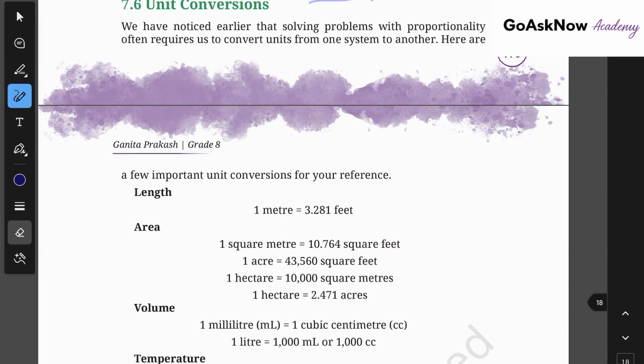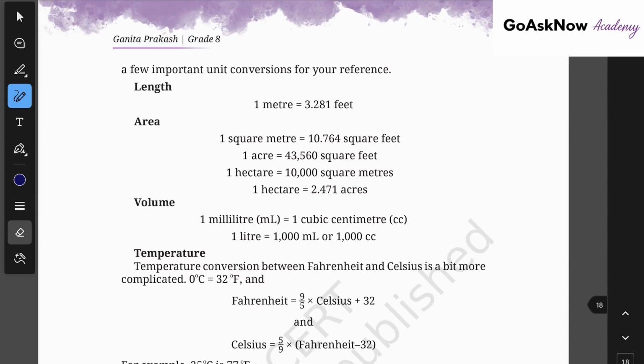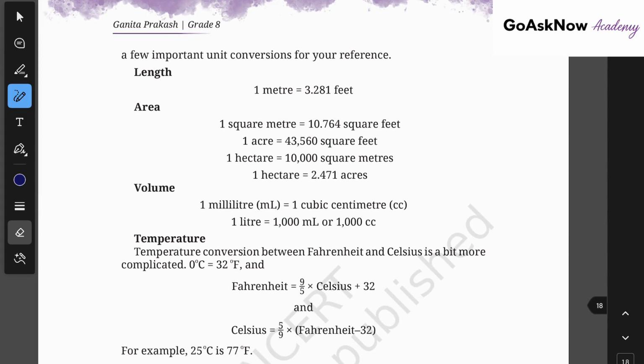1 acre equals 43,560 square feet. 1 hectare is 10,000 square meters. 1 hectare is also 2.471 acres. For volume, 1 milliliter is 1 cubic centimeter. 1 liter is 1000 milliliters or 1000 cubic centimeters.